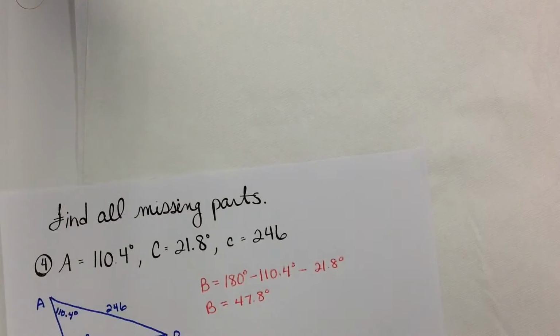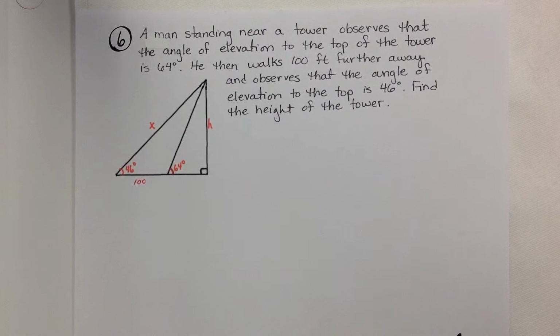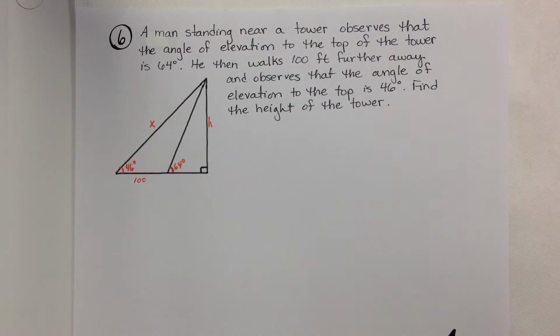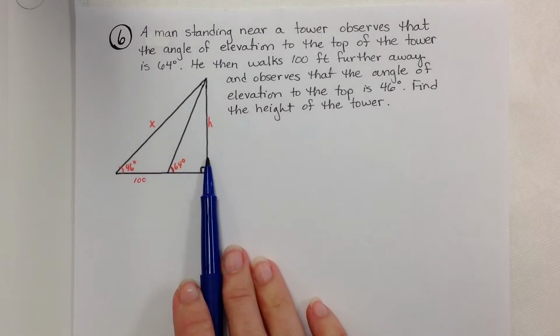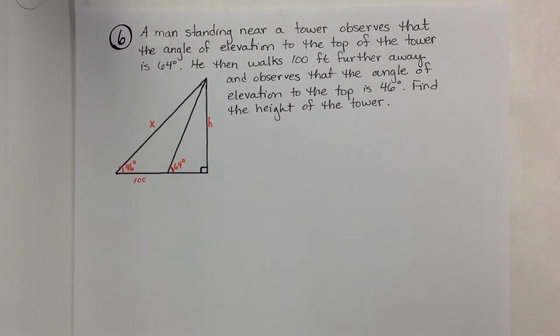Okay, next we have an application problem that we're going to look at, which you have already worked problems similar to this, but we were able to use, again, the Pythagorean theorem or opposite adjacent and hypotenuse to help us out. Okay, we have a man standing near a tower. So my vertical side here represents my tower. And he observes that the angle of elevation to the top of the tower is 64.